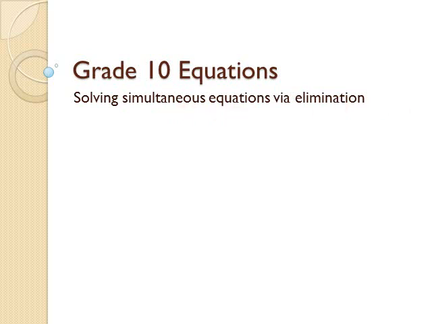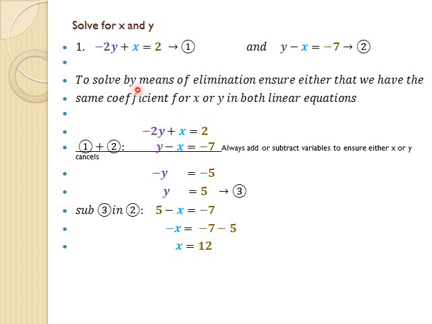It's very important that you know this process. In short, a simultaneous equation is one that has two unknowns, x and y. As soon as I have two unknowns, I have to make one the subject of an equation, substitute into the other one, and solve.